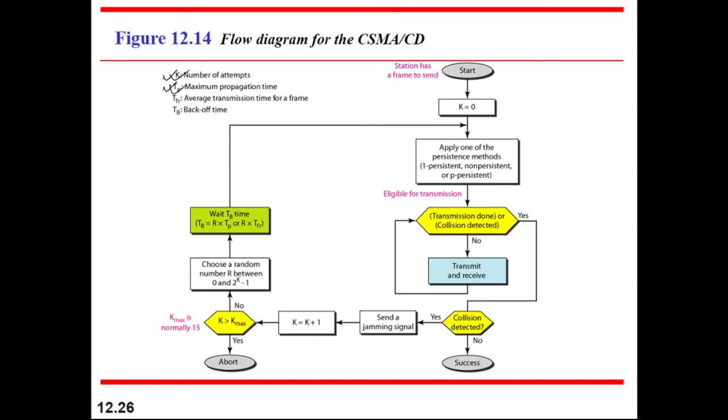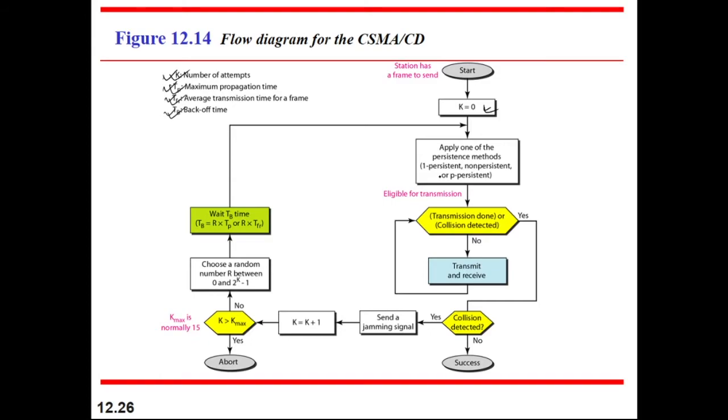TFr is the average transmission time for a frame. TB is the back-off time. So these timings you have to know: K, Tp, TFr and TB. At first K is equal to 0, that is, the number of attempts is 0.